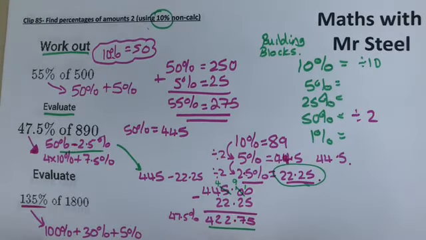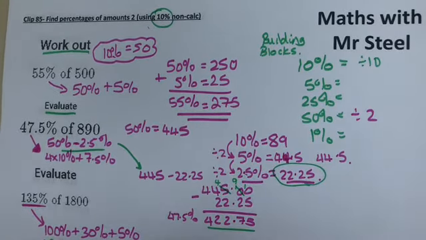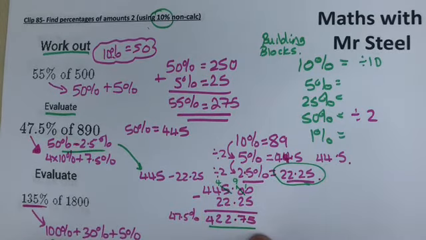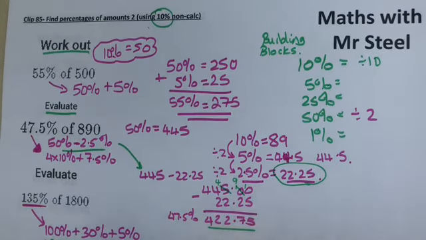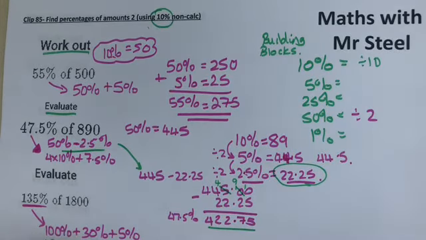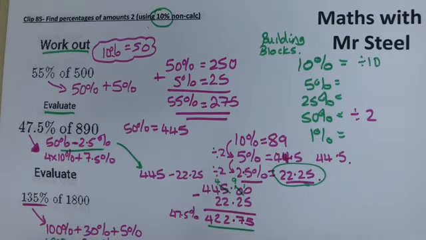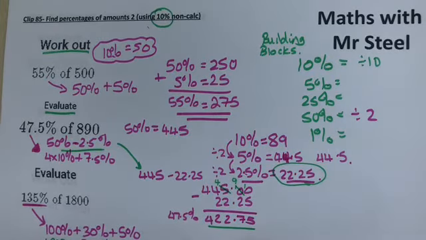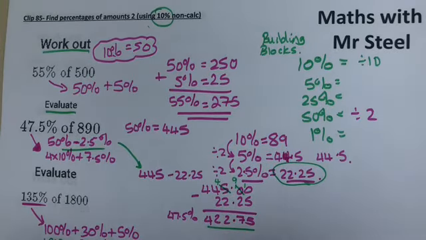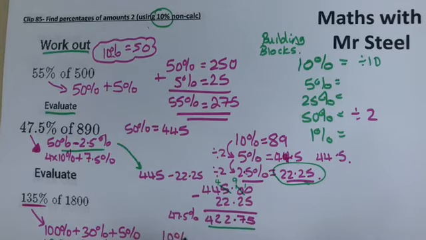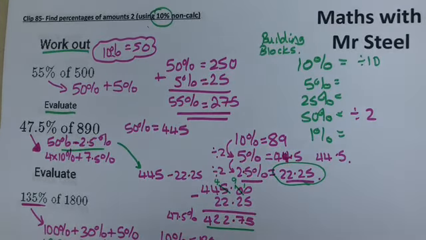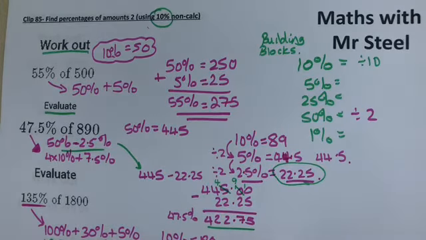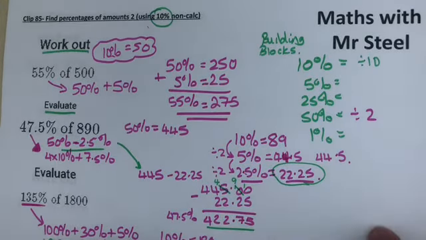So we know this is 1800. This is 3 lots of 10%. So what's 3 lots of 10%? Well, 10% is 180. So that means that will be 3 lots of 180. And that will be 540. So I've got 1,800, 540, and I need 5%. Well, we've just worked out 10% is 180. That means 5% will be 90. Because it's half. So we've got to add those 3 numbers together.